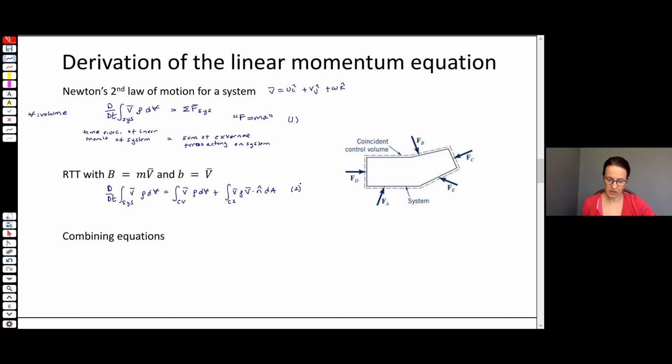And just make a note of a couple of things here. Control volume, of course, is CV. And CS is the control surface.